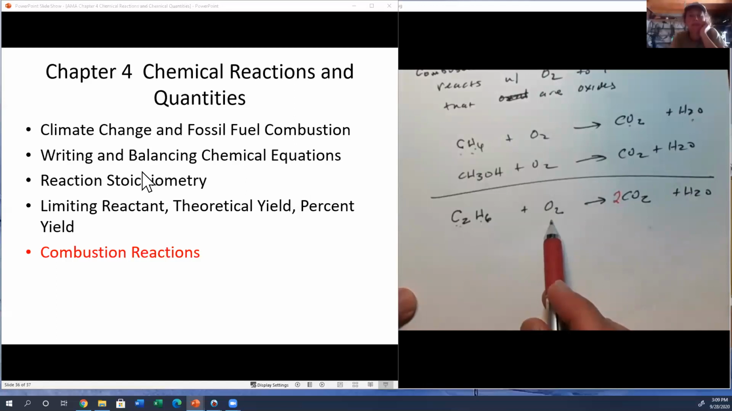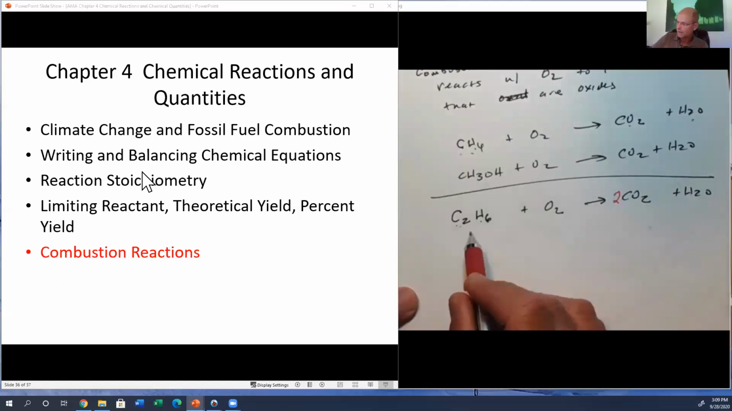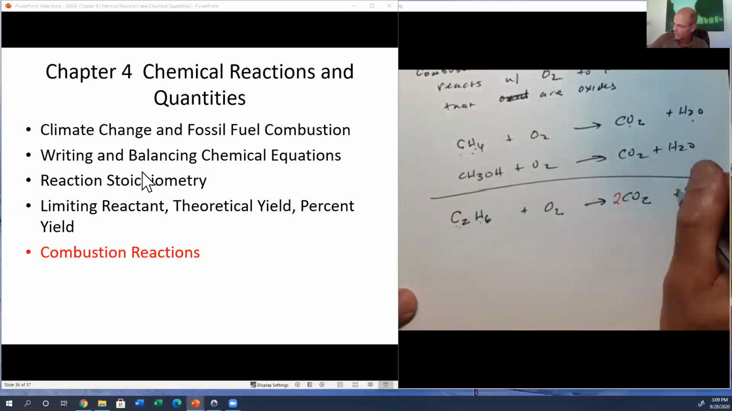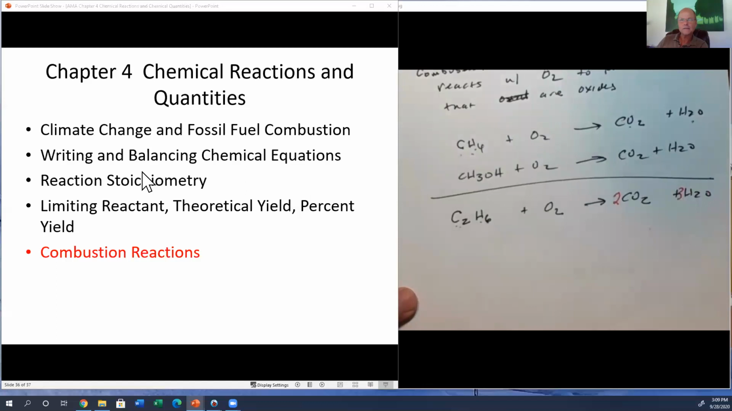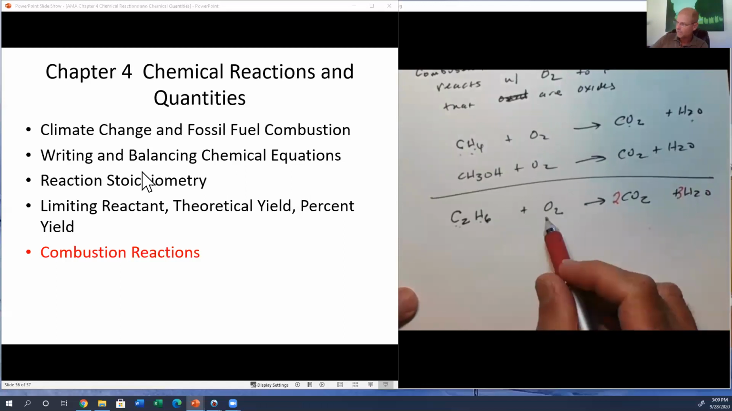Because it's a lone element. It's a pure element, right? And you're always going to save pure elements for the end. So I'm going to balance carbon first, and then I'm going to balance hydrogen. I have 6 hydrogens over here, so if I put a 3 over there, that gets that balanced, right? And then now I save this for the end.